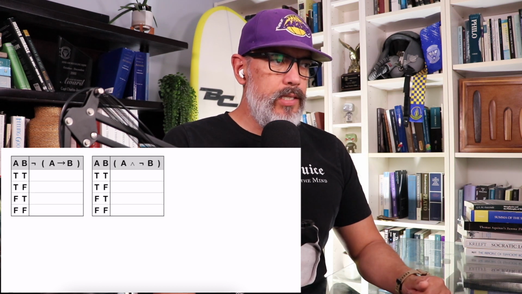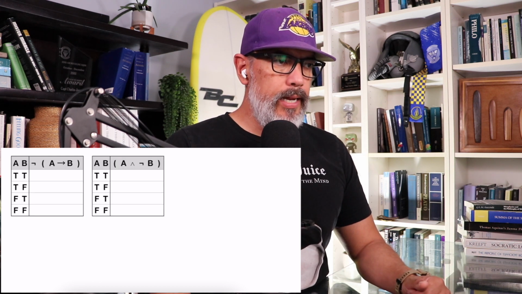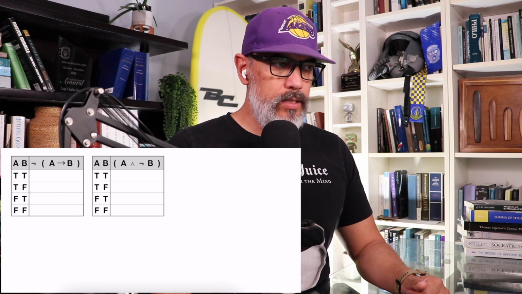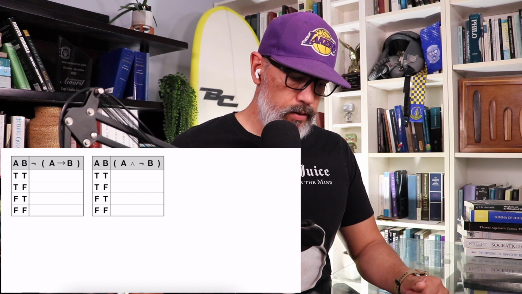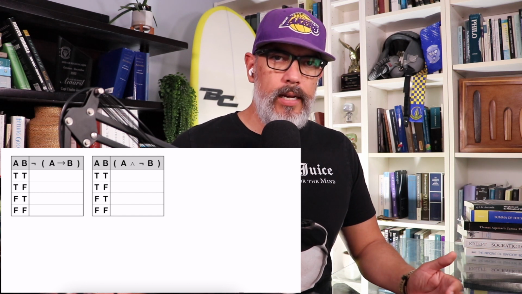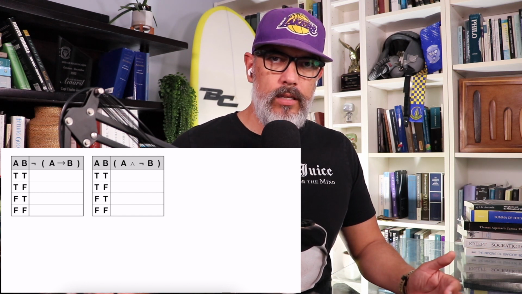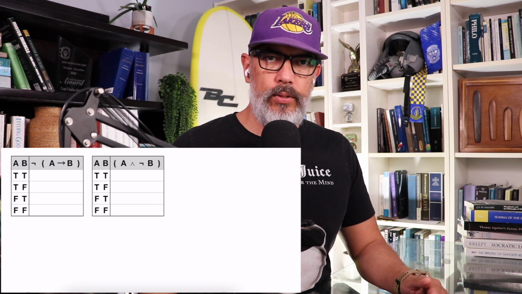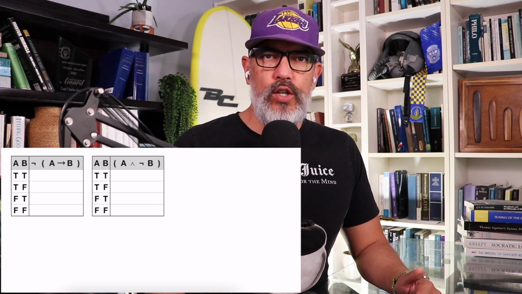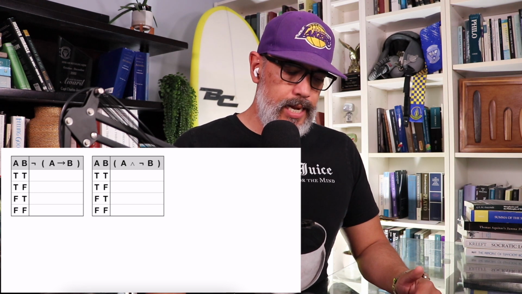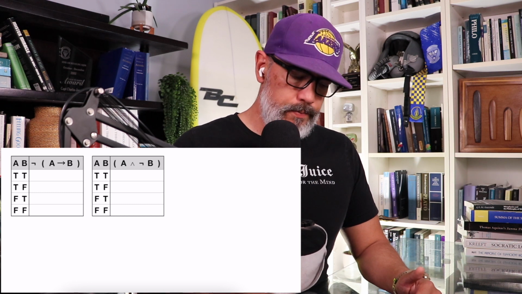Problem 4 says, state a proposition involving only the connectives not and and that is equivalent to the given proposition. So let's see here. And we know this is going to work because and and not are functionally complete. So we know that we can do this. The first one is: it's not the case that if A then B.